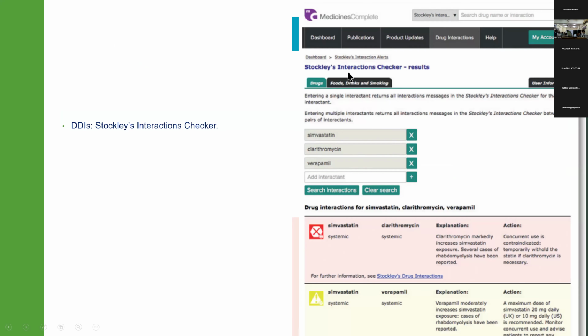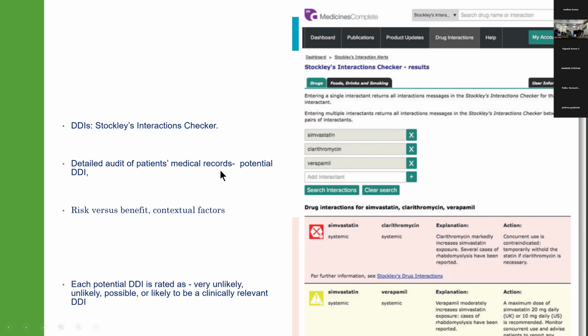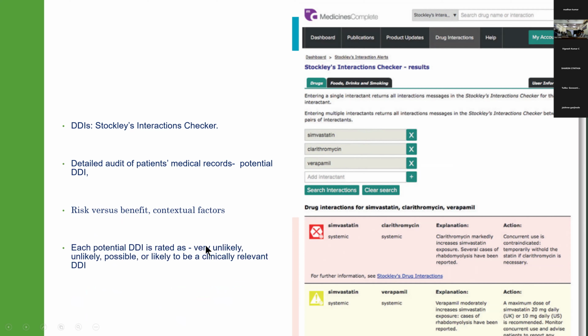So this is the checker they had used. They had Stockley's interaction checker. This is how it looks. This tells you if there's a drug-to-drug interaction. They had done a detailed audit of the patient's record and looked at potential drug-to-drug interactions. Then they looked at risk versus benefit, and what the contextual factors are. Each was rated as very unlikely, unlikely, possible, or likely. Only the possible or likely ones were taken as a clinically relevant DDI, which was the primary outcome.